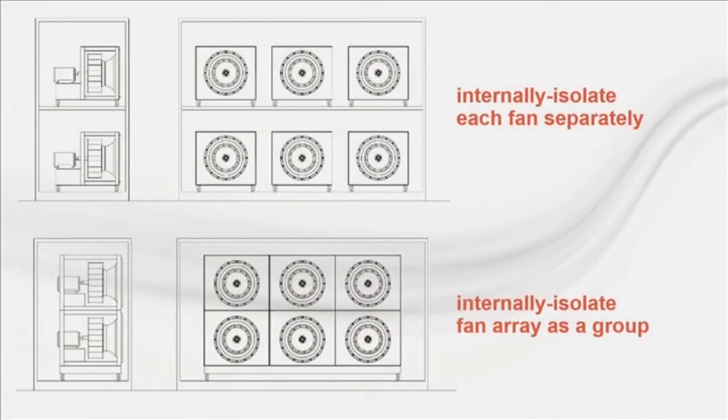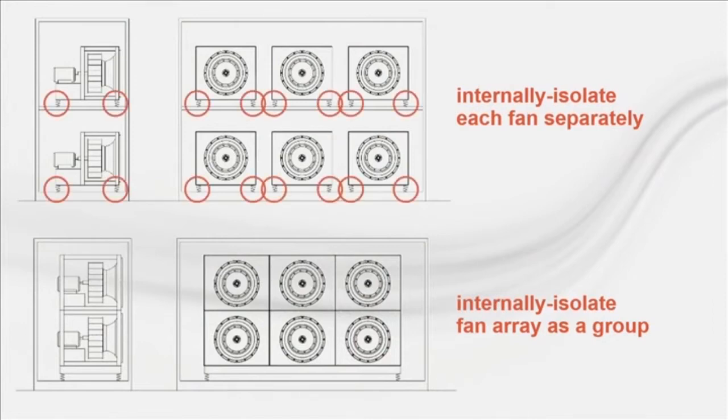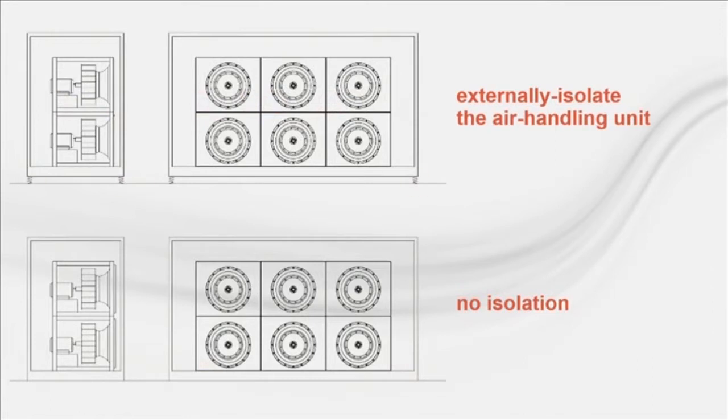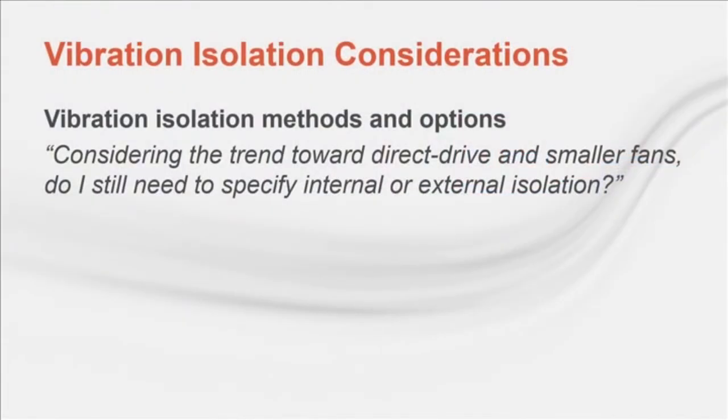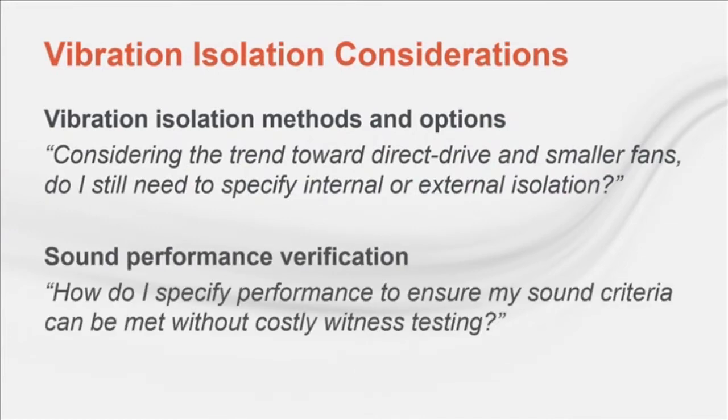These slides illustrate the various isolation methods available for an example 6-fan array. Internal isolation is available for each fan individually, or the entire array can be isolated. If a higher vibration efficiency is desired, the fan array air handling unit can be isolated externally. Lastly, no isolation results in a minimized footprint and a turnkey installation. In addition to whether and which isolation method to choose, the ultimate consideration should be performance, specifically sound performance, as inadequate vibration isolation can generate noise.